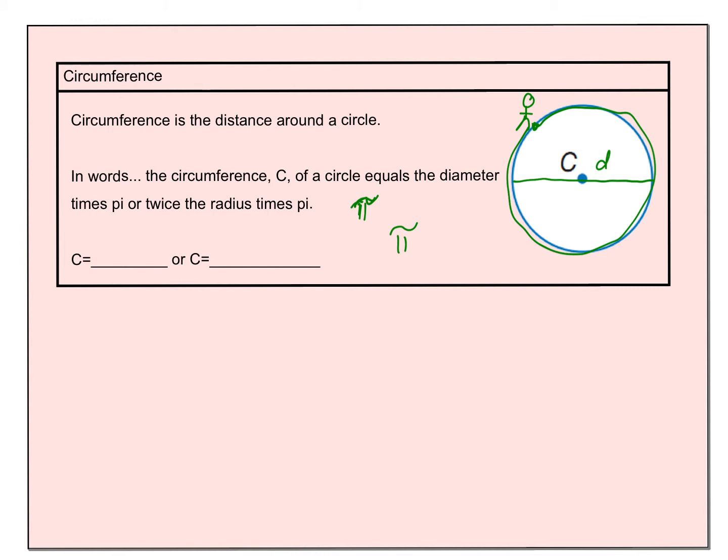So for this one, it's just going to be the diameter times pi, or because the diameter is just twice the radius, I can just write it as 2r pi. All right, so my circumference is just my distance around the circle. That's going to be it.